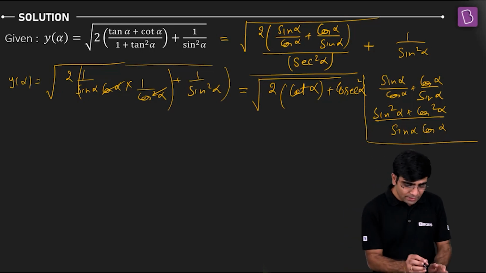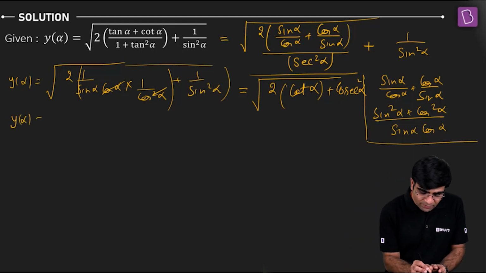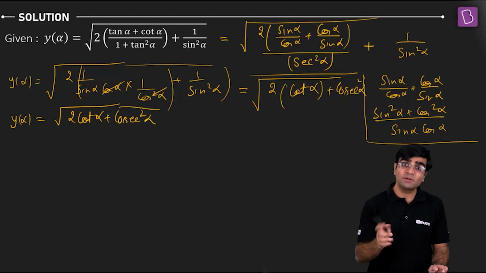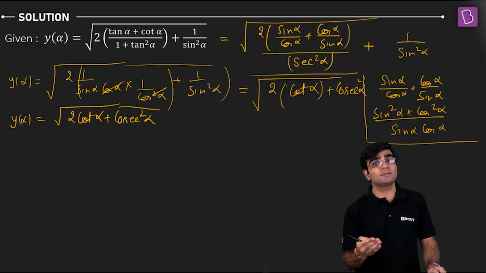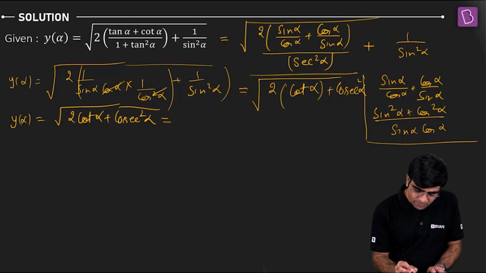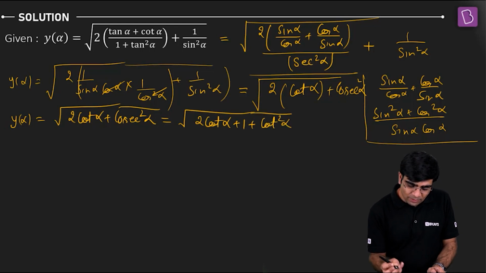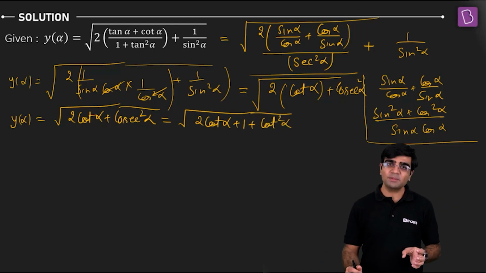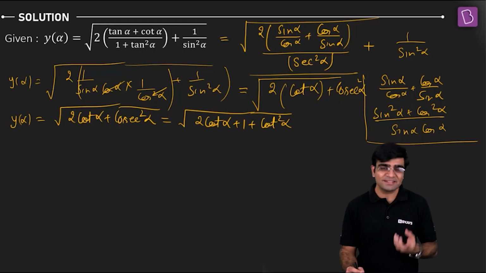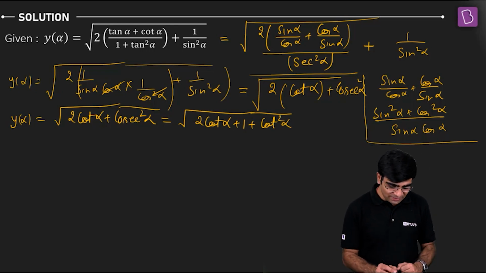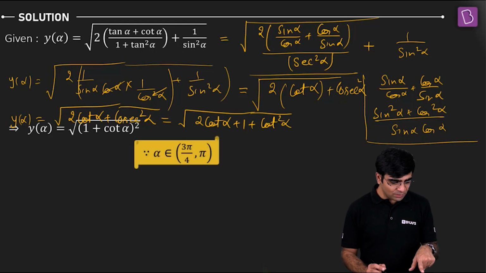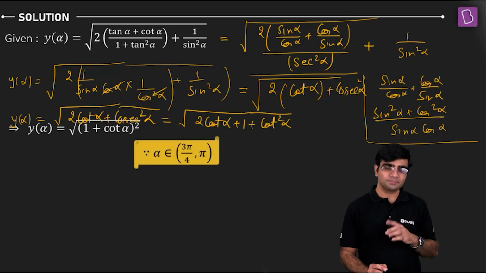Okay, all right. Can I simplify it further? Yes. So y alpha becomes equal to under root of 2 cot alpha plus cosec square alpha. I know the relation between cosec alpha and cot alpha: cosec square alpha is nothing but 1 plus cot square alpha. Perfect. What do I have here? I have 2 cot alpha plus 1 plus cot square alpha. This is nothing but a square plus b square plus 2ab. Exactly, this is nothing but under root of cot alpha plus 1 the whole square. So we get y alpha is equal to under root of 1 plus cot alpha the whole square.